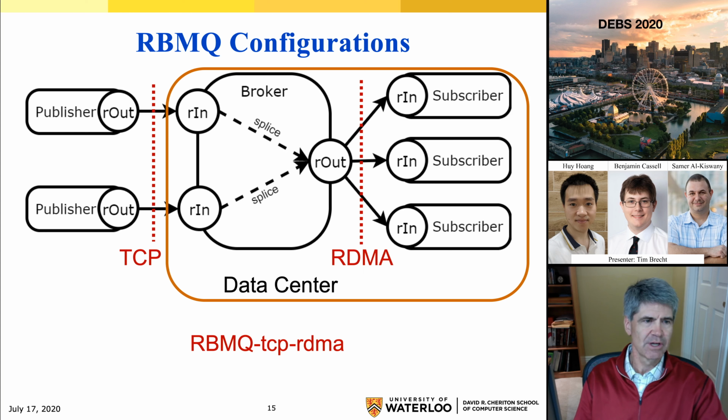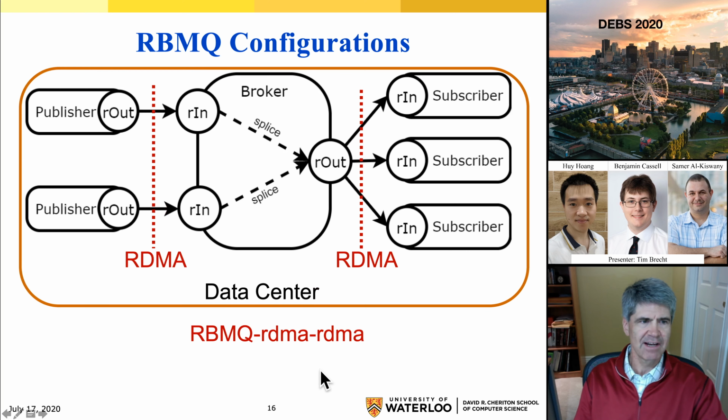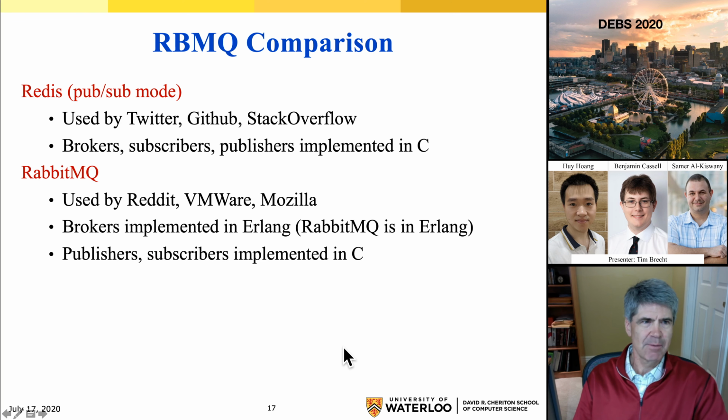And in this case, we call this RBMQ TCP RDMA because producers are producing data using TCP, and the data is transferred between the broker and subscribers using RDMA. And finally, we'll consider the case where all of the components live in the same data center, in which case we can use RDMA for all communication. And so that's RDMA between producer and broker, which is this RDMA, and then between the broker and subscriber, which is that RDMA.